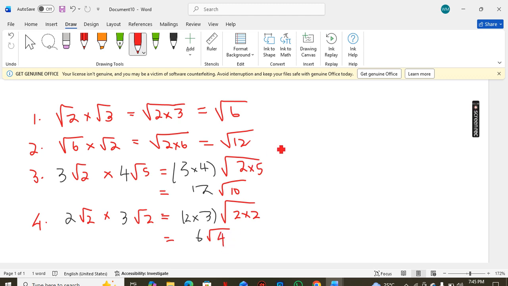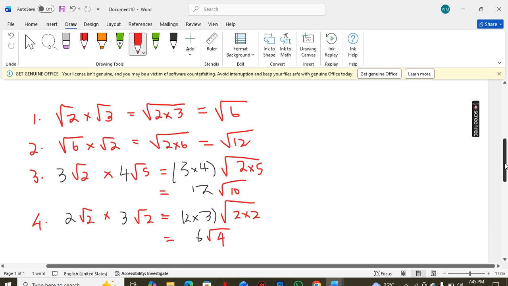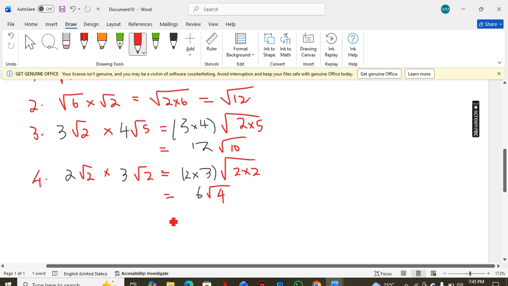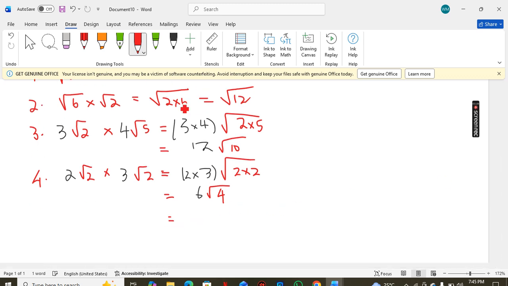Now remember, 4 has a square root. These numbers which we have here, this 6, this 12, this 10, they're not perfect squares, okay? But if you have a number which is a perfect square like 4, you simplify further. The square root of 4 is 2. So it's 6 multiplied by 2. That will give you 12. Any questions so far, colleagues?